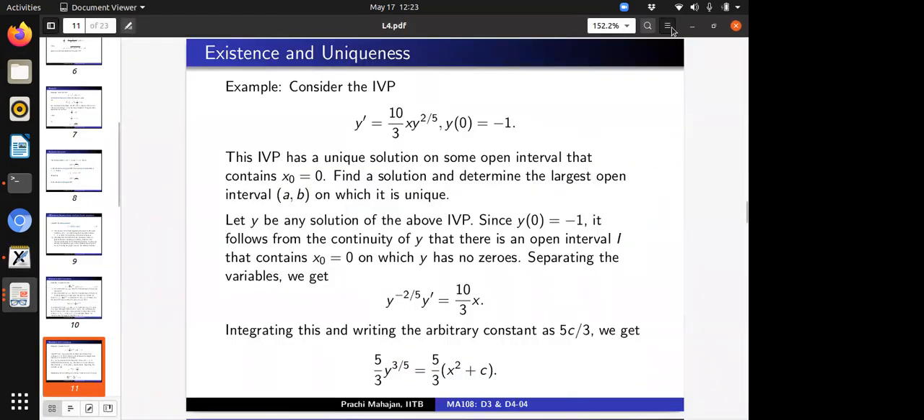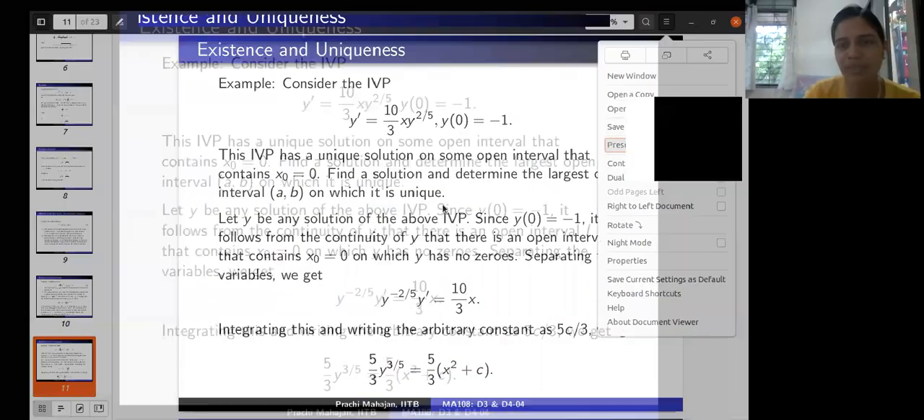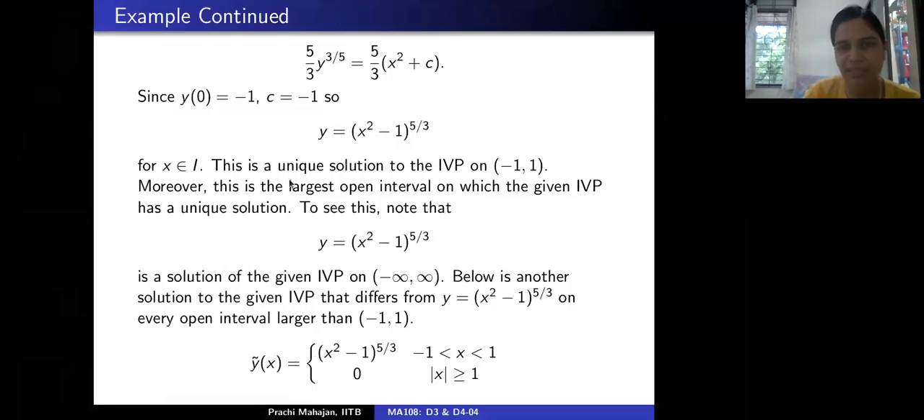Ma'am, can you discuss the solutions beyond -1 to 1 briefly? Because I'm confused. All this example is saying is, by the existence and uniqueness theorem, there is a unique solution on the interval -1 to 1. What I am trying to convince you of is that outside this interval, there are solutions of this initial value problem which will agree with x square minus 1 to the power 5 by 3 on the interval -1 to 1, but will be something else outside.